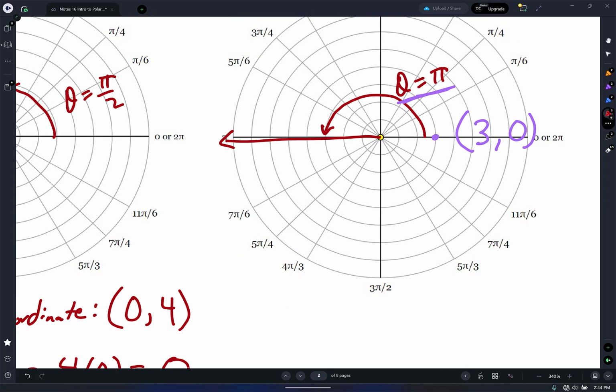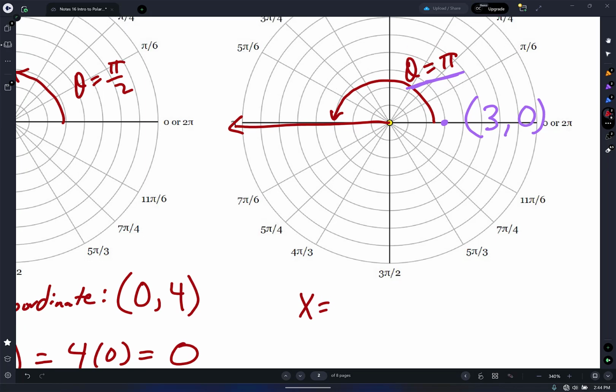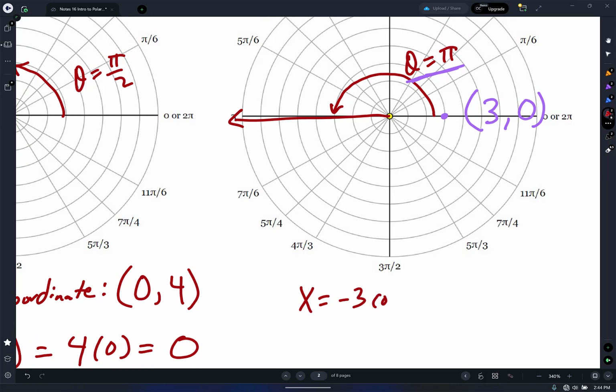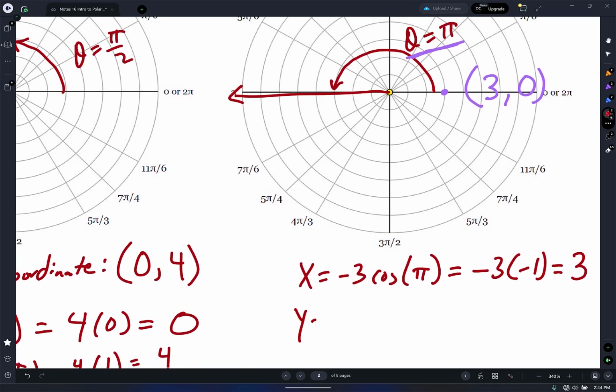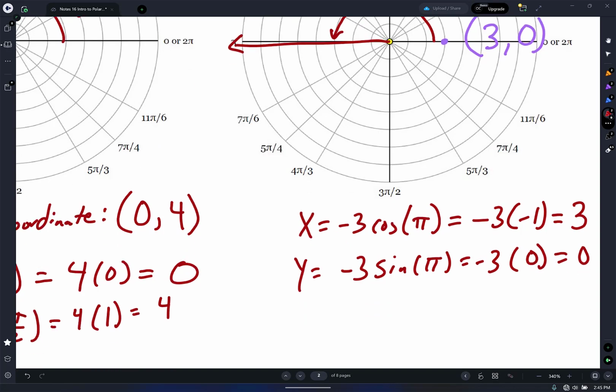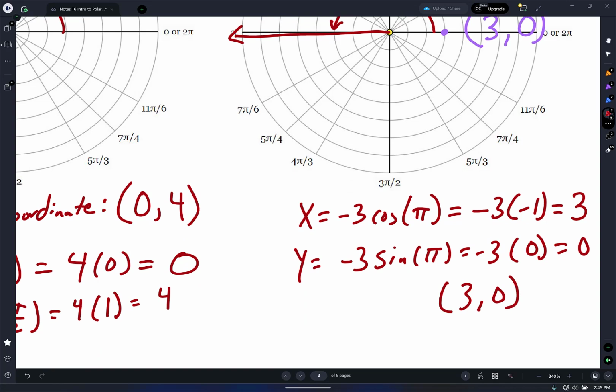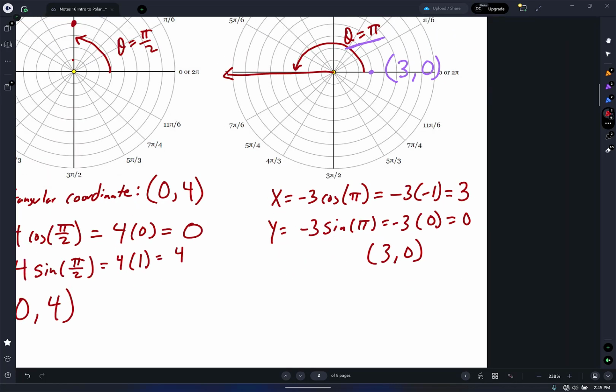Look, I know some of you want to see it. Okay, here we go. X equals r cosine theta. -3 cosine of pi. Well, cosine of pi is -1. -3 times -1. Negative times a negative is a positive. Look, there it is. X equals 3. Y equals r sine theta. -3 sine of pi. -3 sine of pi is 0. Oh, look at that. 3, 0. 3, 0 in Cartesian or rectangular coordinates. How are we feeling? We feel okay? Perfect. All right, guys.